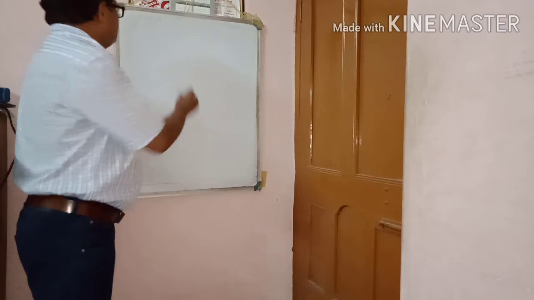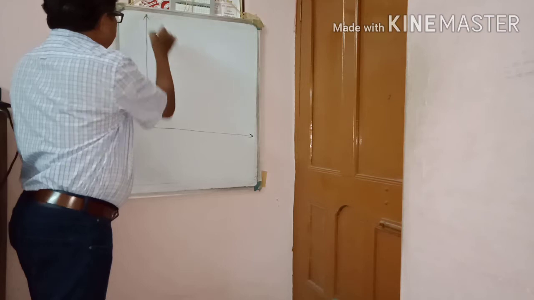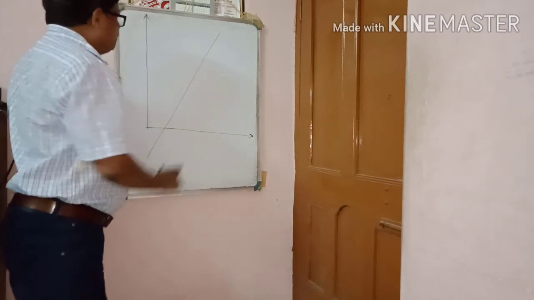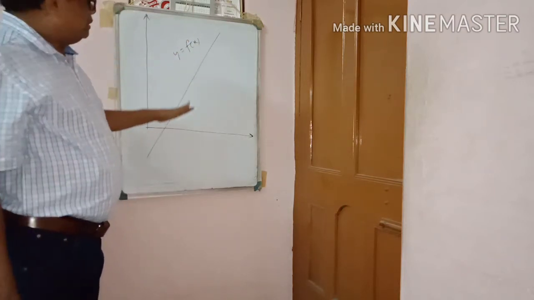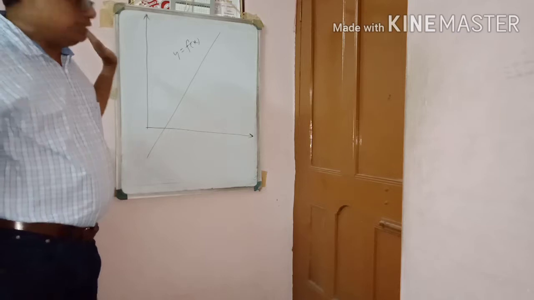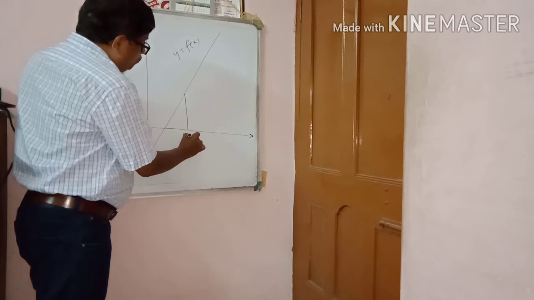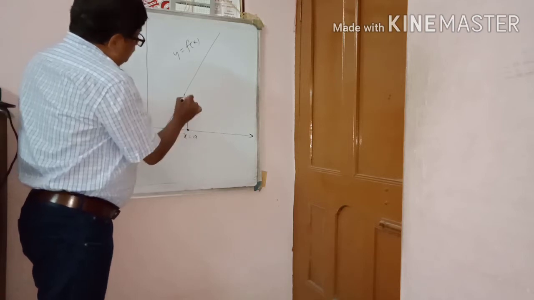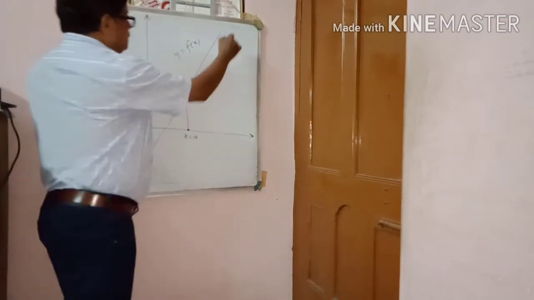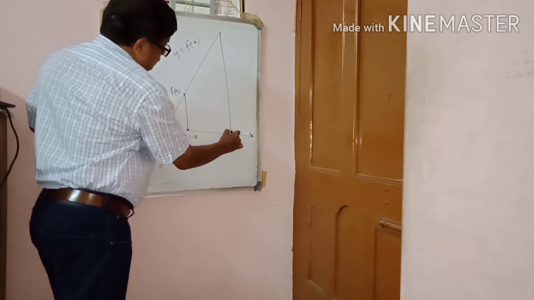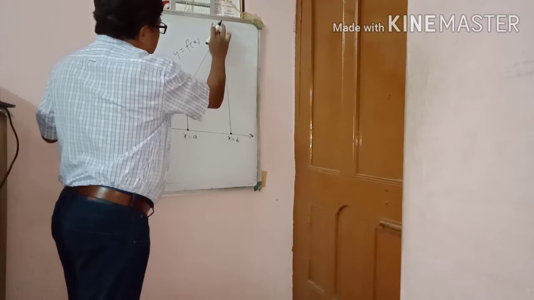Now, we have to draw the graph. Suppose this is a function y equal to f of x. We can also take any curve. Suppose you consider this is the function y equal to f of x. This is the upper limit, lower limit. Suppose here x equal to a, so it should be always f of a. Again, suppose this part x equal to b, so it should be f of b.